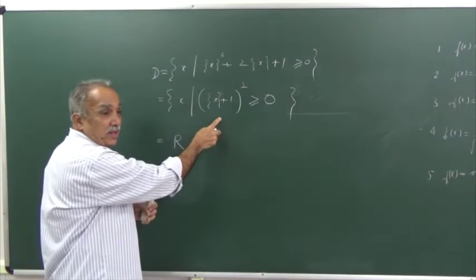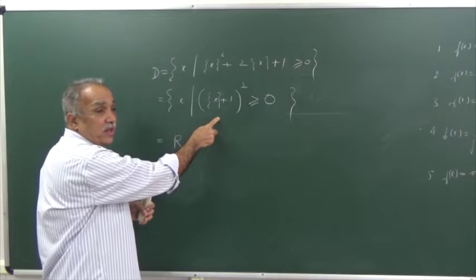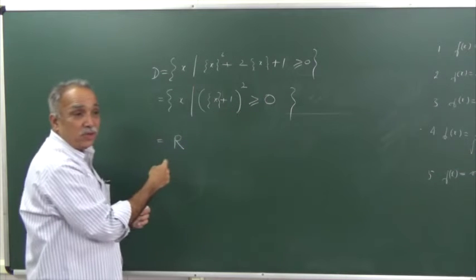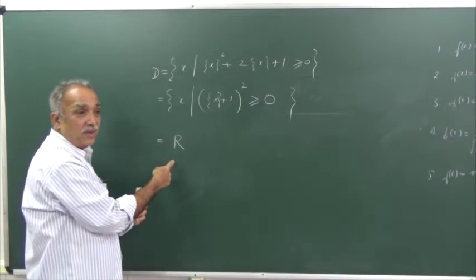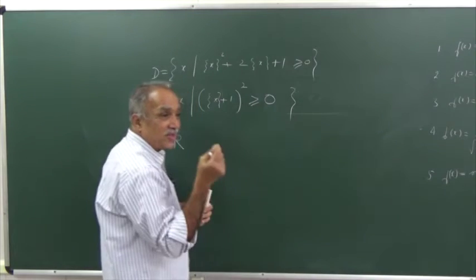Always, perfect square. A perfect square can never be negative. It is always greater than or equal to 0. Okay? Yes?